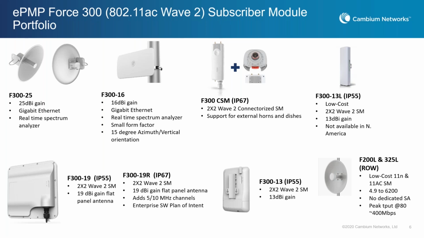I would also highlight the Force 319 and 19R. This is really popular with some business deployments where they don't necessarily want the form factor of a dish on the side of the business, but they still want decent range. So you get the 19 dBi flat panel antenna, and this also has the option of a 19R, which is the full IP67 with some of the benefits that come along with that. So I'll keep moving on.